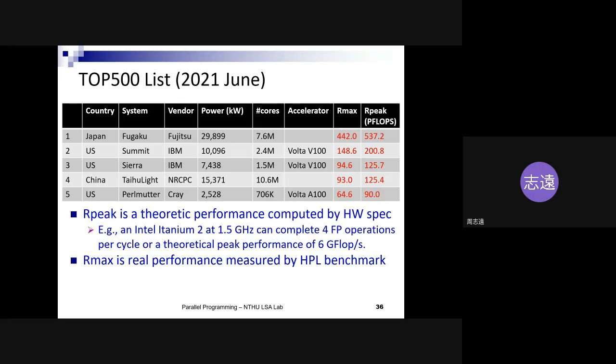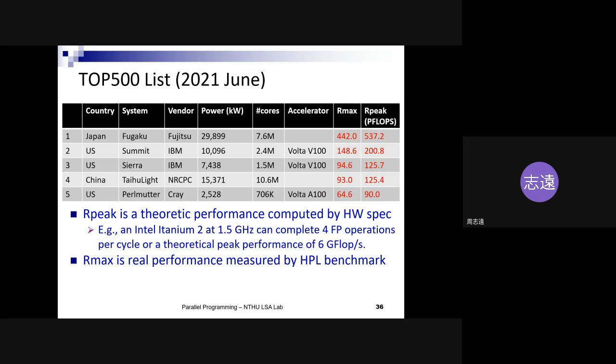R max is the number you get from the benchmark, and R peak is the number you get from your hardware spec. It depends on, for example, how many machines you have, how many CPU cores you have per machine, and what the frequency or instructions per cycle of your CPU core is. From those, you can compute your ideal flops performance. But it's ideal because you only consider the raw computing capability.